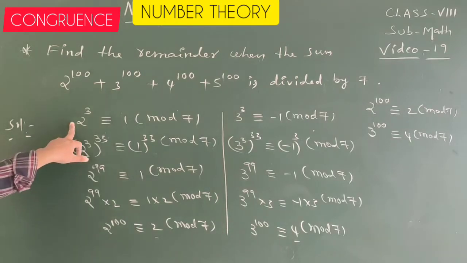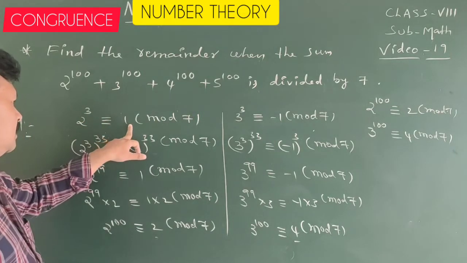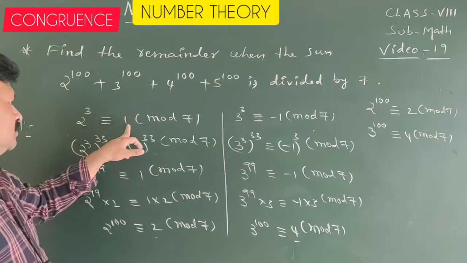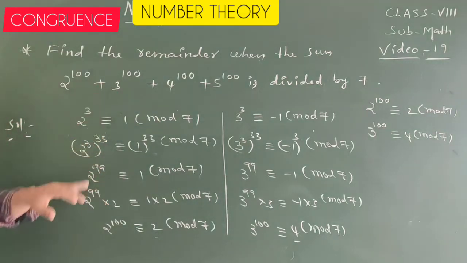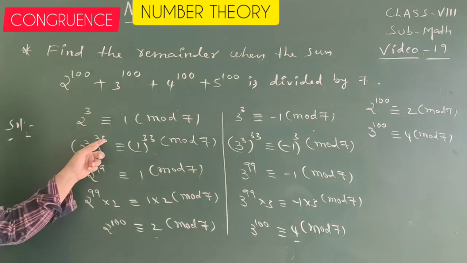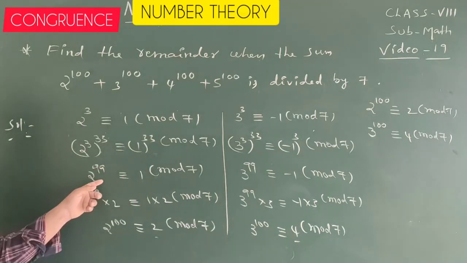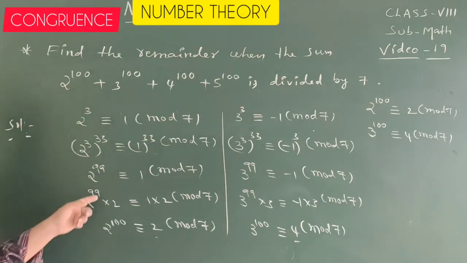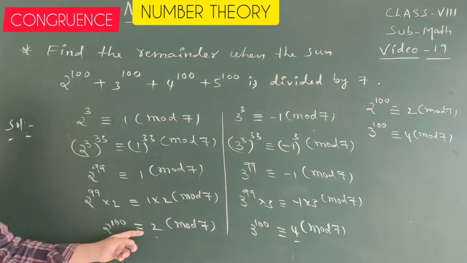Okay, here 2 cube is 8, close to 7. That's the 2 cube congruent to 1. If A is congruent to B to the mod, then A power k is congruent to B power k. That's why we can raise powers. Here 3 power 33 means 99. 1 power 33 means 1. So here 2 power 99, we require 2 power 100. That's why multiply 2 on both sides. So here 2 power 100 congruent to 2 to the mod 7.